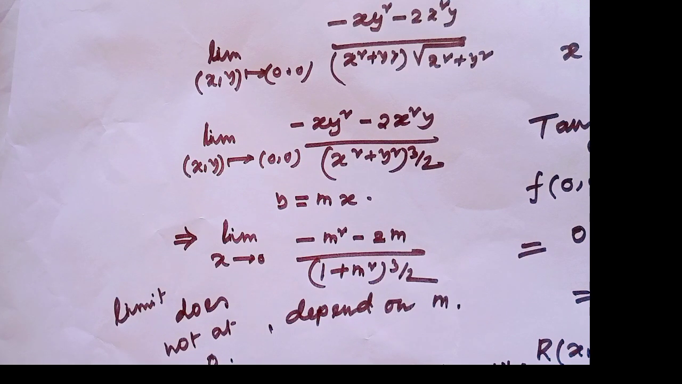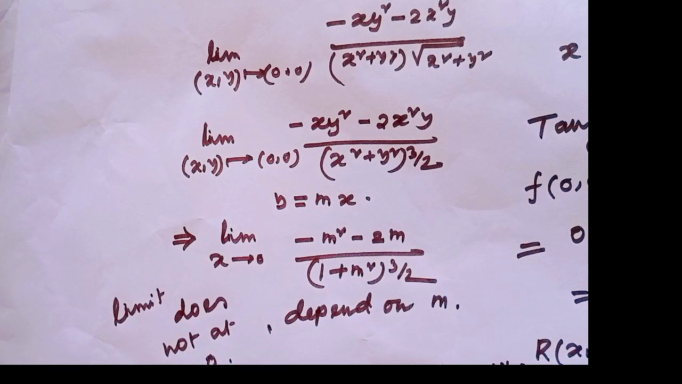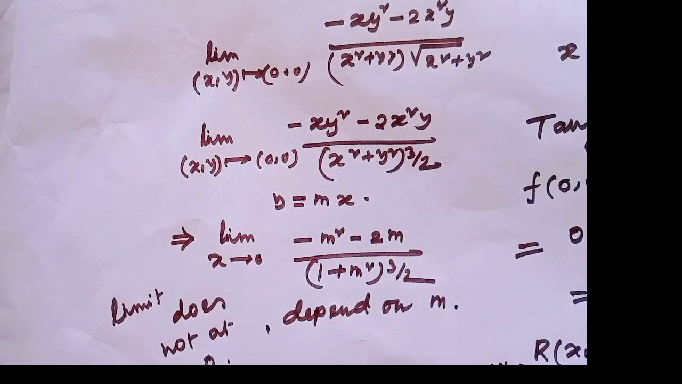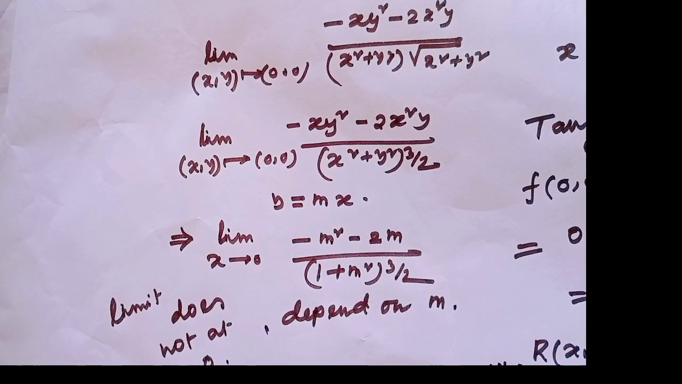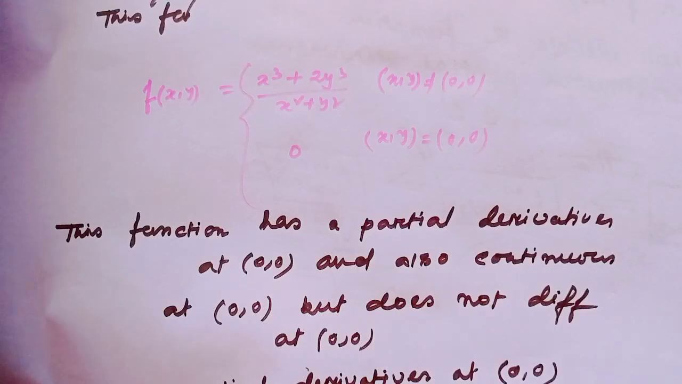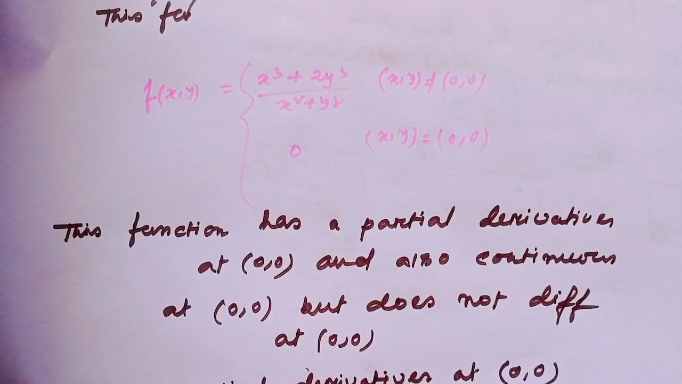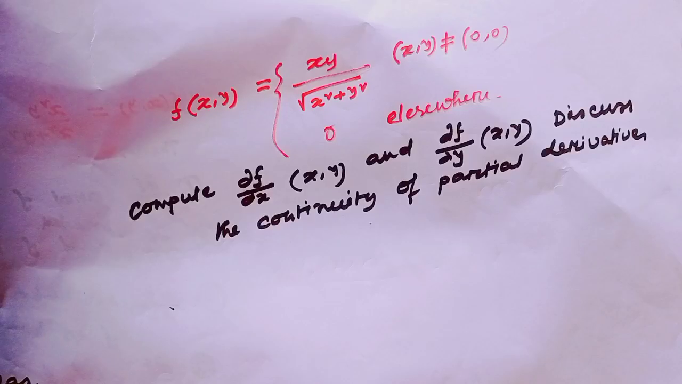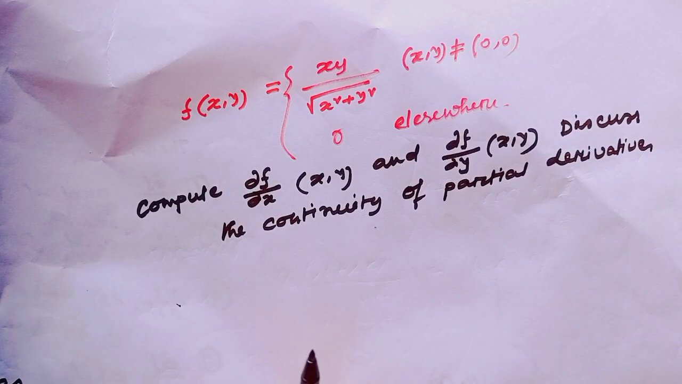So, the function is not differentiable, because when this value would be 0, then the function would be differentiable. Yes, the given function has partial derivatives at the point (0, 0) and is also continuous at the point (0, 0), but the function does not have differentiability at the point (0, 0).